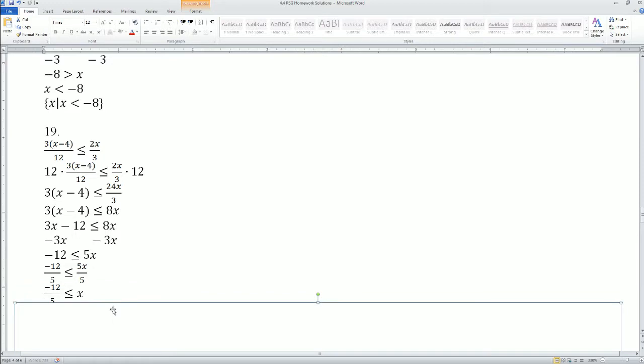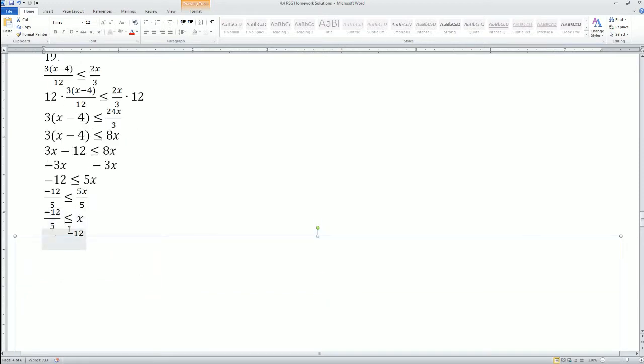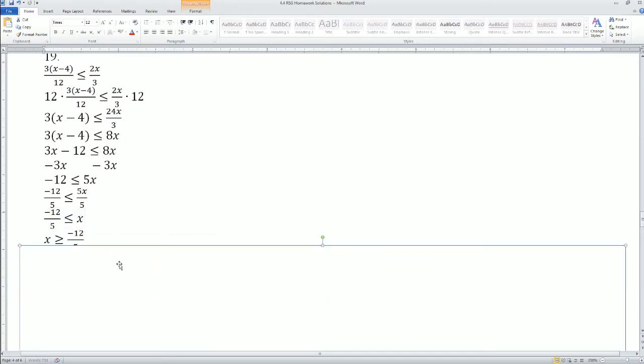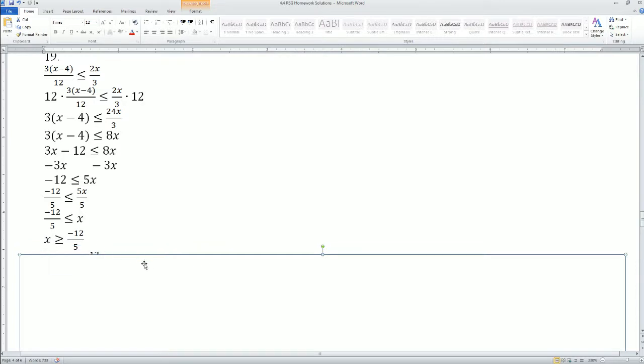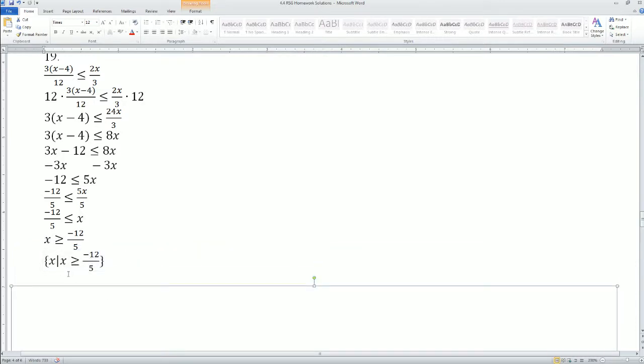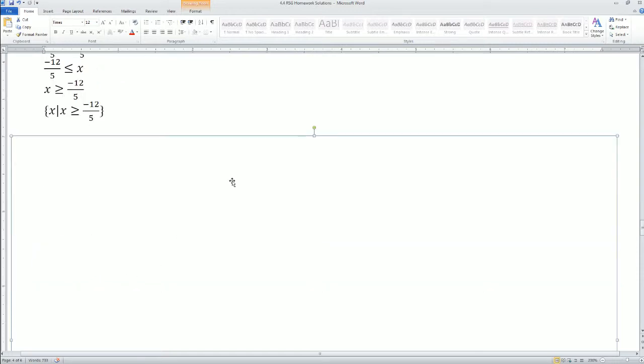Divide by 5 to both sides. You get negative 12 over 5 is less than or equal to x. Or you could write that as x is greater than or equal to negative 12 over 5. So the solution set is x is greater than or equal to negative 12 over 5.